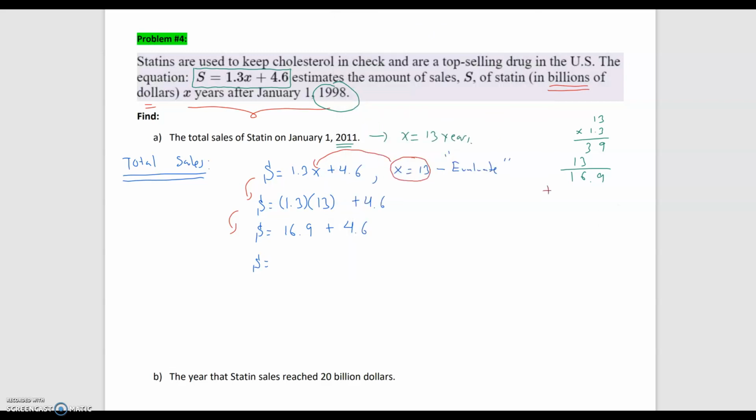So plus 4.6. So this is going to be a 5. You carry 1, that's going to be an 11. And then I'm getting 21.5, the total sum of those two. So 21.5.